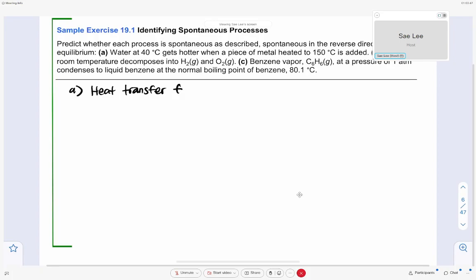Heat transfer from hot metal to cooler water is spontaneous.